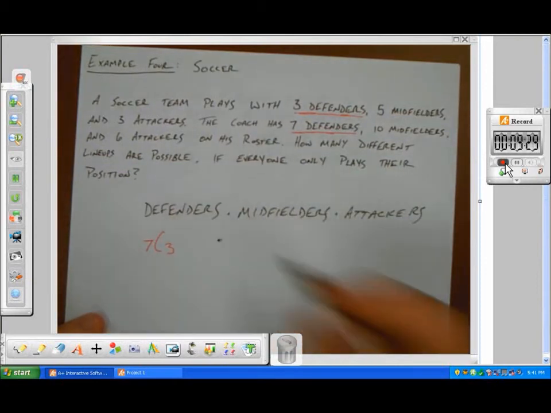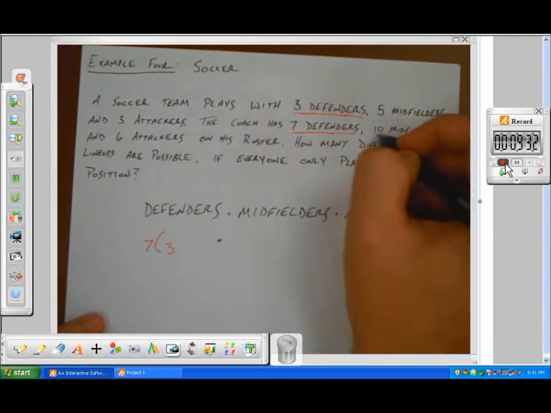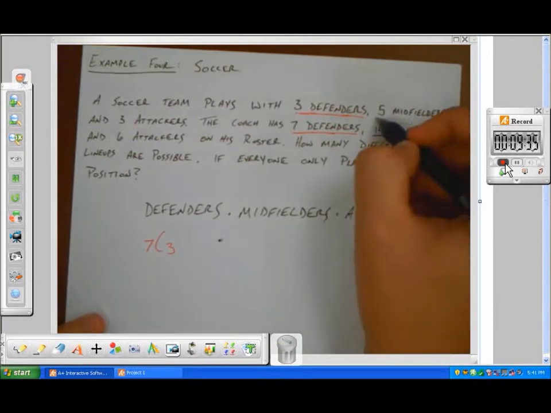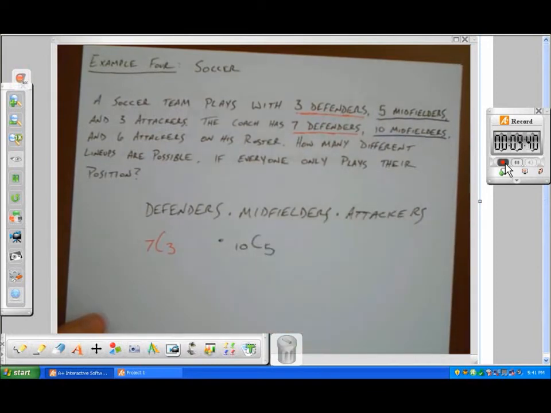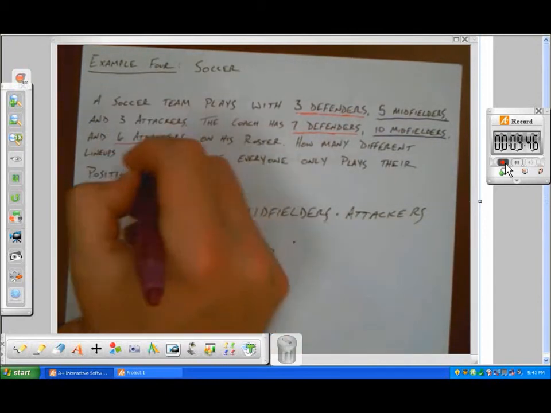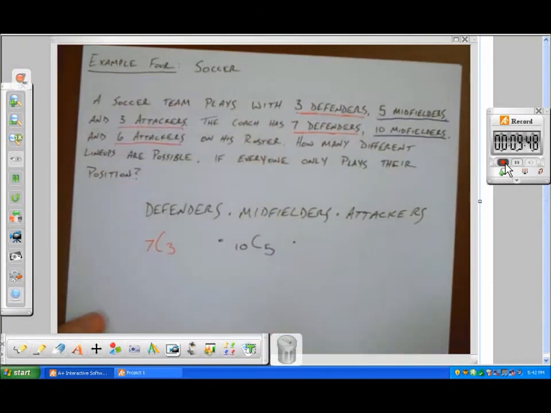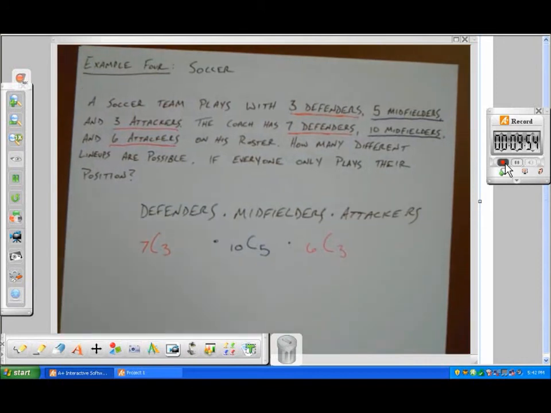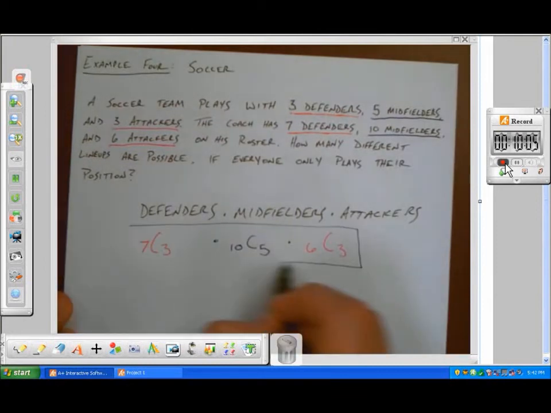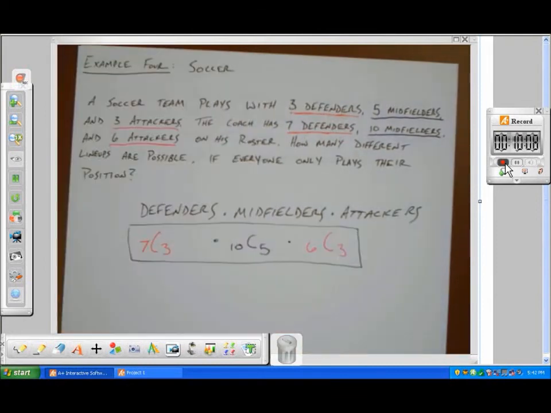With the midfielders, there are 10, and I'm going to choose 5. So that's 10, choose 5. And last but not least, with the attackers, there are 6 attackers. We're going to pick 3. 6, choose 3. Now, if you had a calculator, or you could use the formula, you could figure out these 3 numbers and then multiply them together. For right now, since we don't have a calculator, we're just going to leave it like this. But if we had a calculator, we could multiply them out.